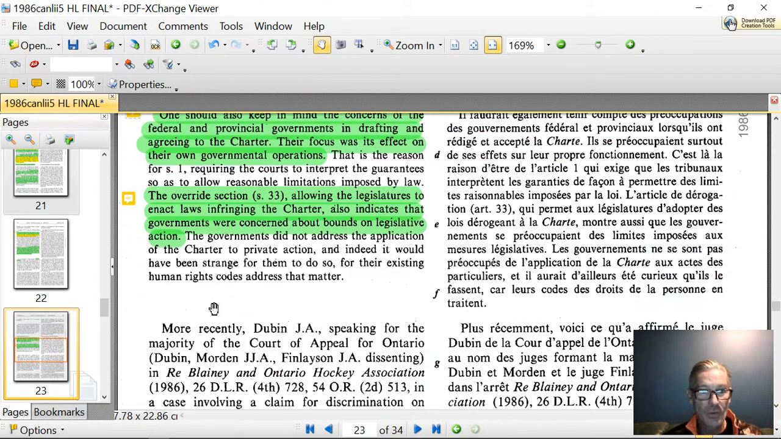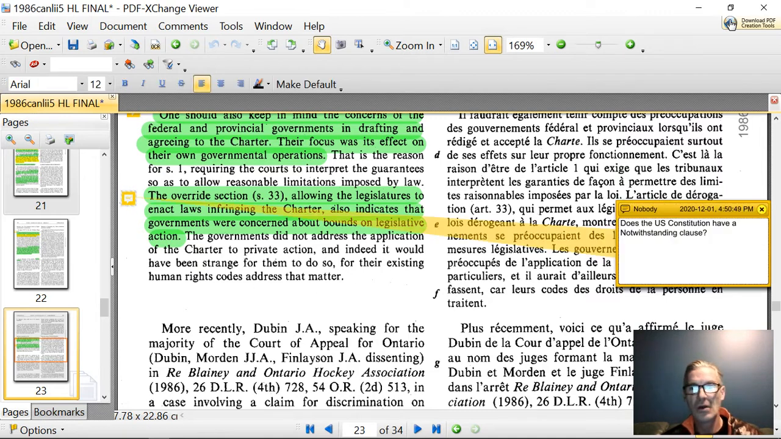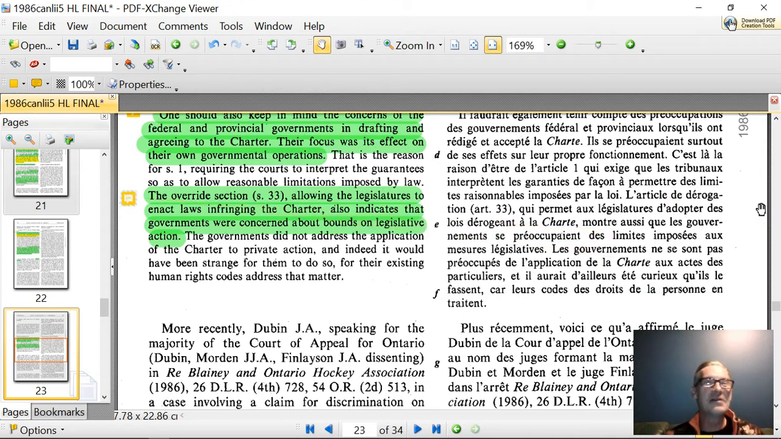This is quite funny. The override section, section 33, allowing the legislatures to enact laws infringing the charter, also indicates that the governments were concerned about bounds on legislative action. Well, of course they were. Does the U.S. Constitution have a section 33, a notwithstanding clause that says any of the fundamental freedoms or legal rights guaranteed to you can be taken away by legislative action?